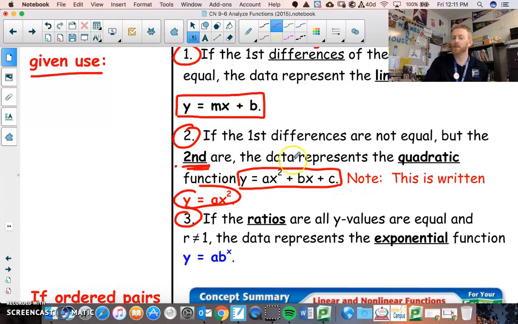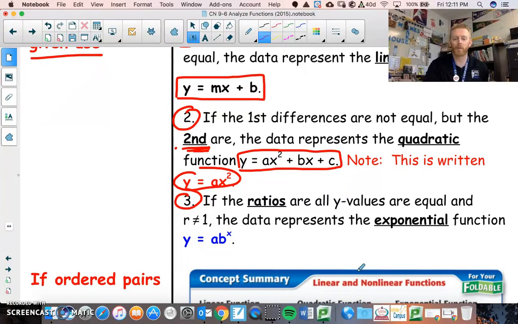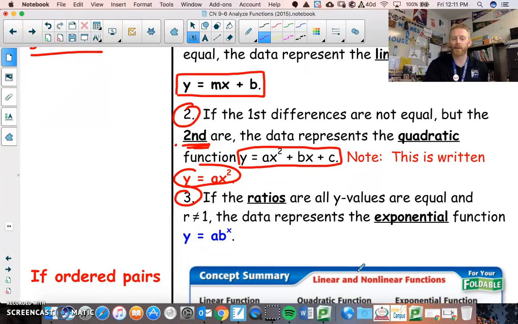If neither of those things are working, if the first differences or the second differences are not the same, then we're going to check for ratios. We just recently learned about exponential functions, so this is something that we can easily check for. That's when you take the second value divided by the first value and find out that the ratios are all the same. If this is the case, then you have an exponential function. If we find that the ratio is the same, that is what my b value is equal to, whatever that ratio is.